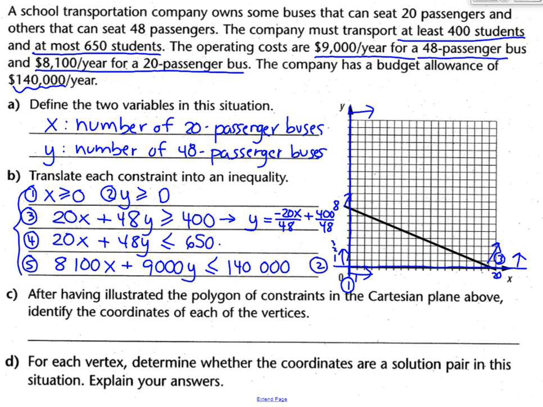Line number 4 is the same thing. So you need to isolate your y if you want to be able to graph. So it's going to be minus 5x over 12 plus 8.3, repeating.